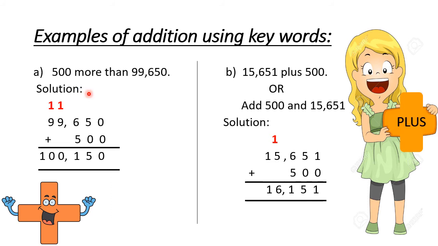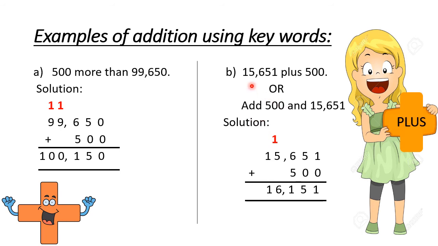Again, in the solution, we will start copying these numbers in vertical form. As I told you before, first we will copy down the biggest number. 99,650 is the biggest number, so we will copy this number first, and then second we will copy 500. Again, make sure that all the digits are placed correctly in their columns. Once you are done with this, you can add up these numbers very easily. Okay, let's move to another example.